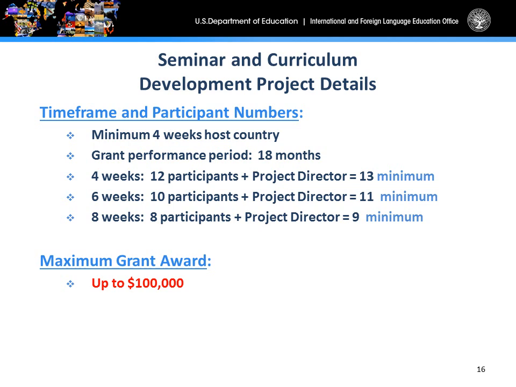Okay, let's talk numbers. For a short-term seminar and the short-term curriculum development projects, the minimum time spent in the host country is 4 weeks. This 4 weeks does not include the pre-departure orientation in the U.S. The grant performance period is 18 months. If you choose to spend the minimum 4 weeks in country, you must include 12 participants and 1 project director for a total of 13 people. The maximum grant award for both seminars and curriculum development is $100,000. This information and more can be found on pages 15 and 16 of the application handbook.